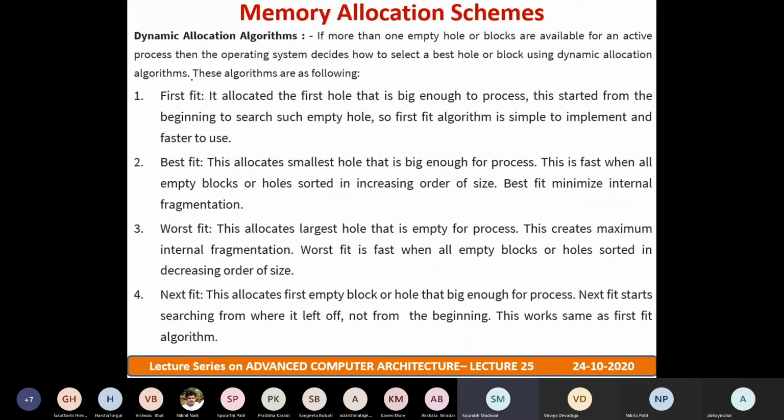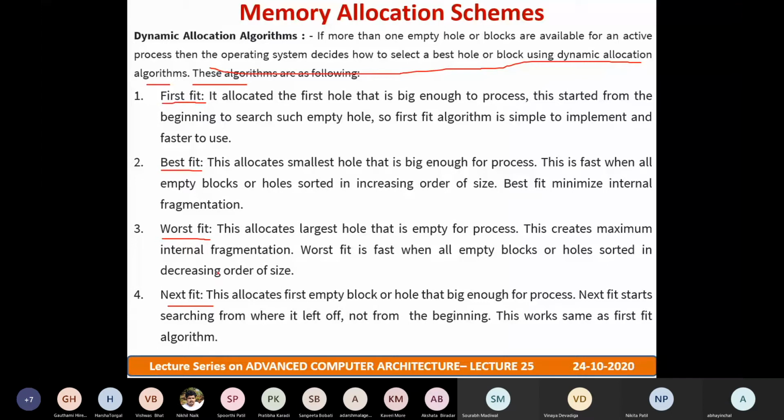Next, dynamic memory allocation algorithms. If more than one empty hole or block is available for an active process, then the operating system decides how to select the best hole or block using dynamic memory allocation. Until now, whatever we have discussed is about static memory allocation. In dynamic, there are four different methods. The first one is first fit, the second one is best fit, the third one is worst fit, and the fourth one is next fit.